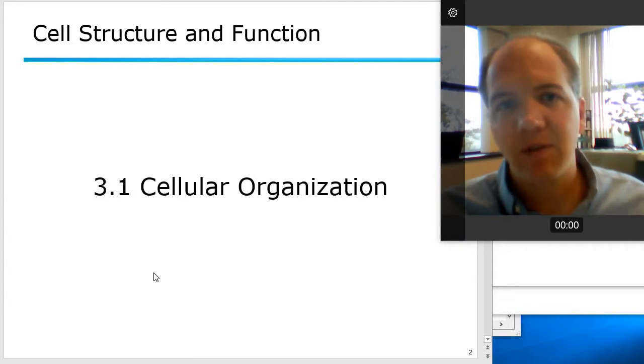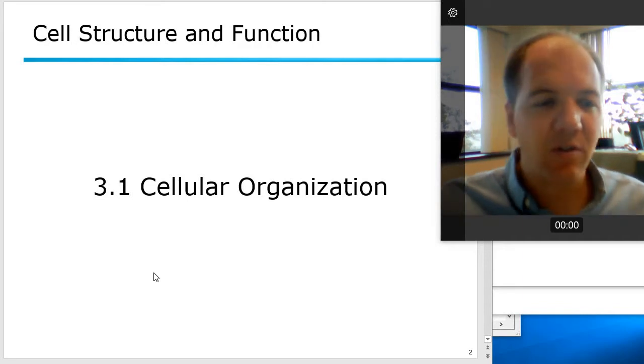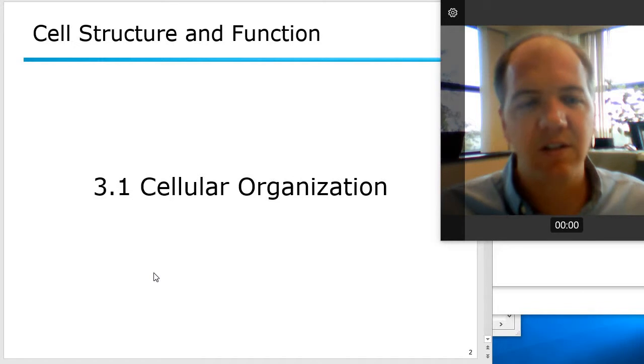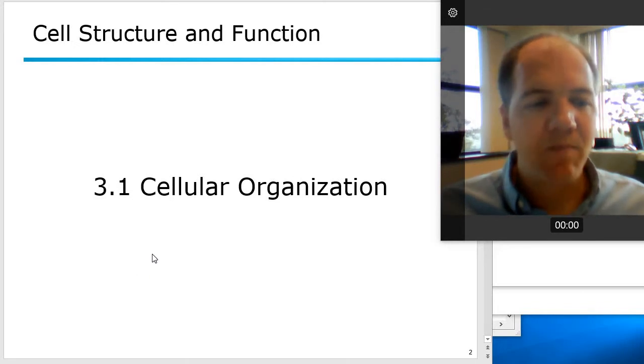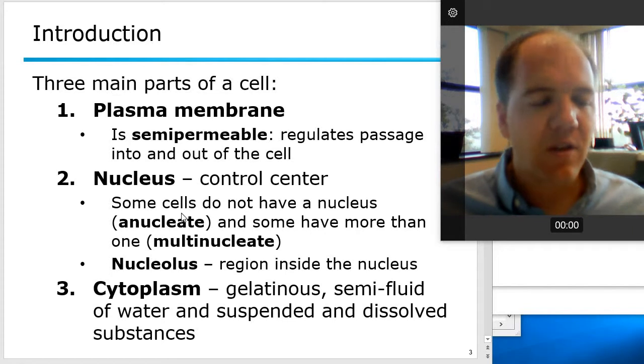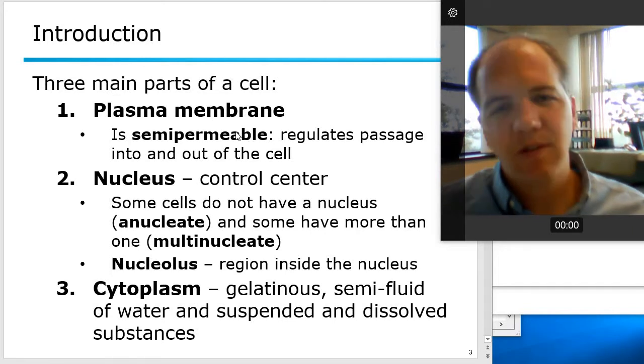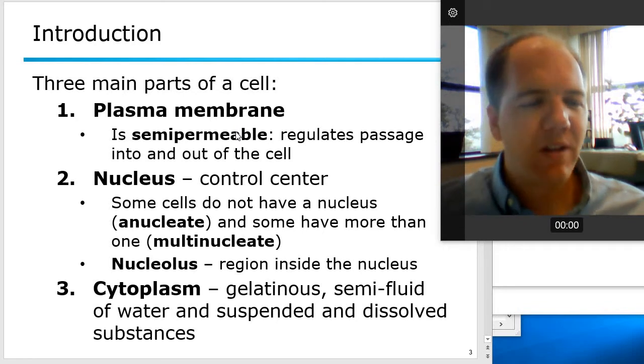There are many different types of cells. We're obviously going to focus on human cells. Human cells are animal cells. There are also plant cells, bacteria cells, and things like that. But there are three main parts of the human cell and animal cells in general that we're going to focus on. These are the three main parts that are found in every human cell, with some exceptions. There's always exceptions. But these are the three main parts.